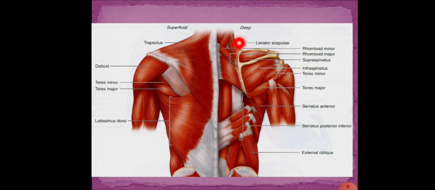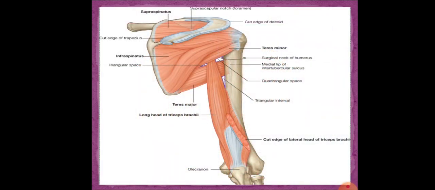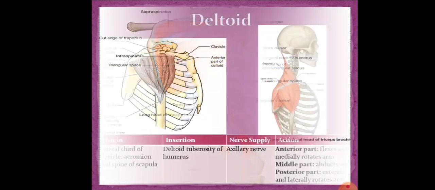Levator scapulae elevates the scapula. Rhomboid minor and rhomboid major retract the scapula. Latissimus dorsi extends, adducts and medially rotates the shoulder or the arm. Trapezius: the upper fibers elevate the scapula, the lower or ascending fibers depress the scapula, and the middle fibers retract the scapula. Okay?